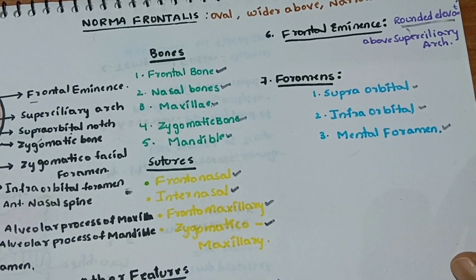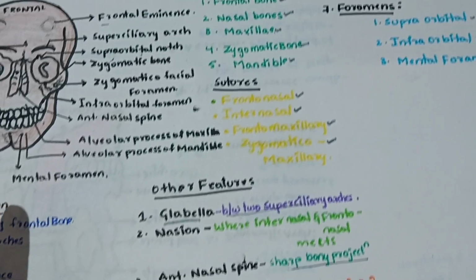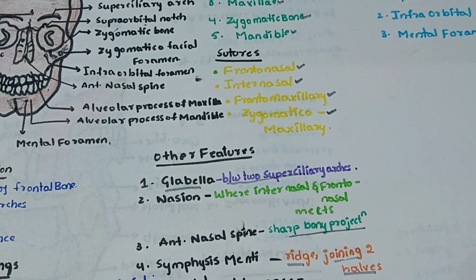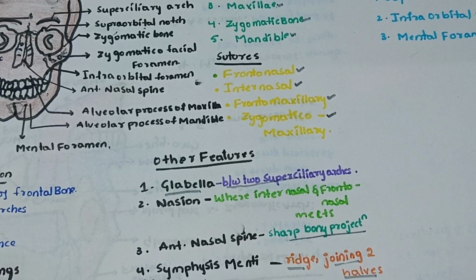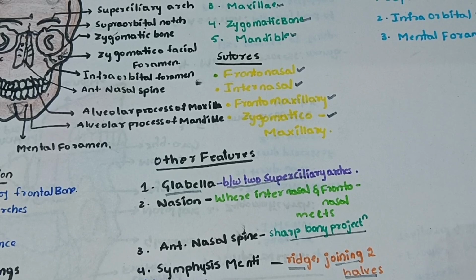You have to remember all these points, mainly the bones, the sutures, and the features like glabella, nasion, anterior nasal spine, symphysis menti, mental protuberance and frontal eminence. And the foramens are supraorbital, infraorbital, and mental foramen. This is the complete discussion on norma frontalis.